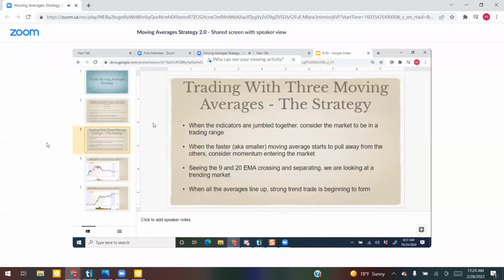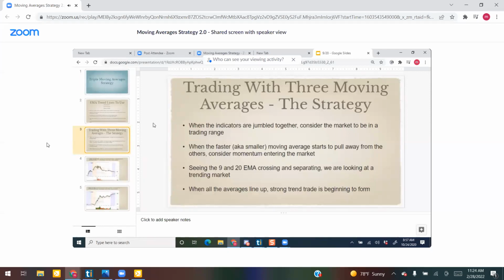When the faster, aka smaller, moving averages start to pull away from the others, consider momentum entering the market. And momentum is probably equal to volume. So let me repeat that. When the faster of the moving averages, the smaller, so the 9, starts pulling away from the others, consider momentum entering the market. Seeing the 9 and the 20 EMAs crossing and separating, we are looking at a trending market.